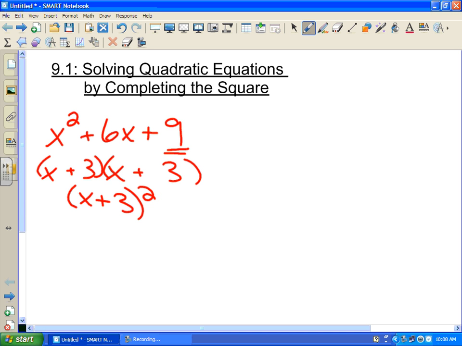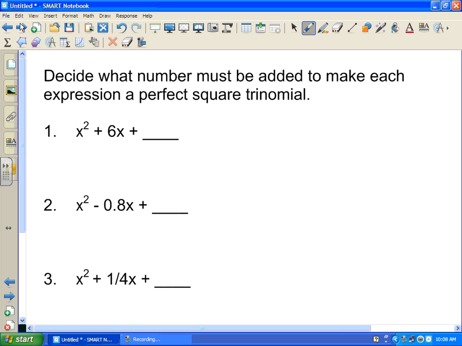So the most important part of today's lesson is that you are going to have to do this. You're going to have to make something a perfect square trinomial, and then you're going to rewrite it like this. Once we get here, then we'll solve it just like this. So, on to the problems.